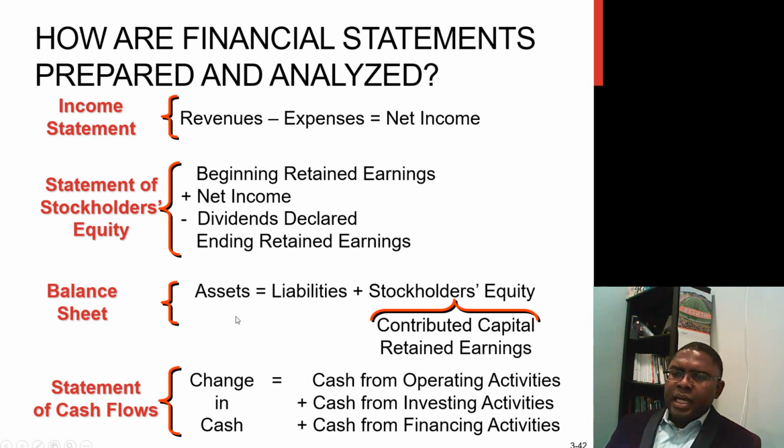We have discussed these other accounts. Balance sheet, asset is equivalent to liabilities and stockholders' equity. Statement of stockholders' equity will start with beginning retained earnings plus net income. So the net income from the income statement is going to go into the statement of retained earnings, minus any dividend that was declared, and then we'll also have ending retained earnings. Statement of cash flow is actually arranged based on operating activity, investing activity, and financing activity.